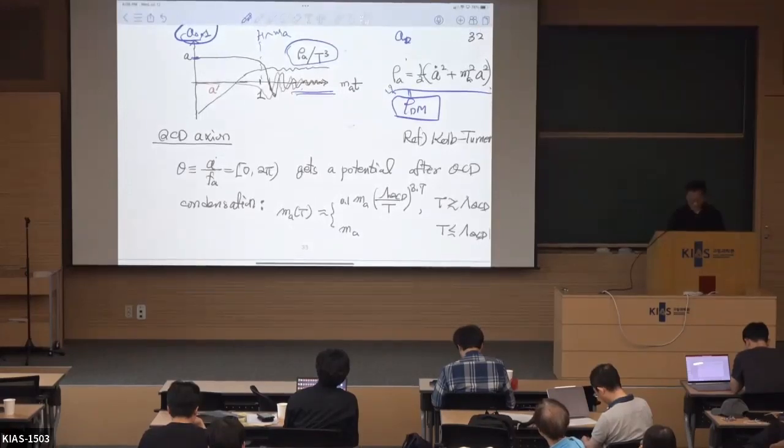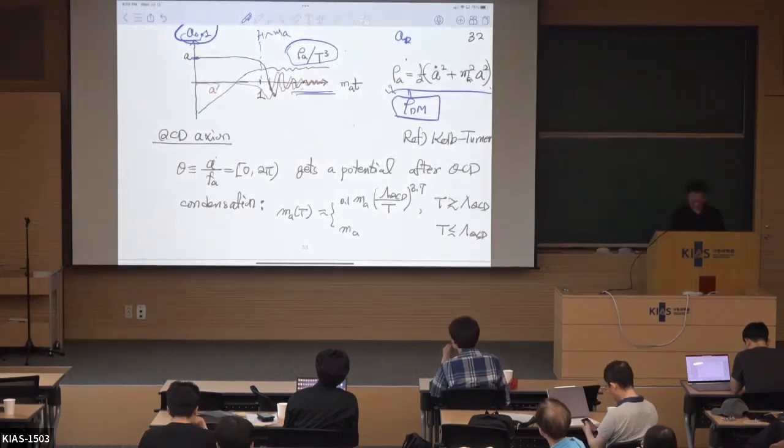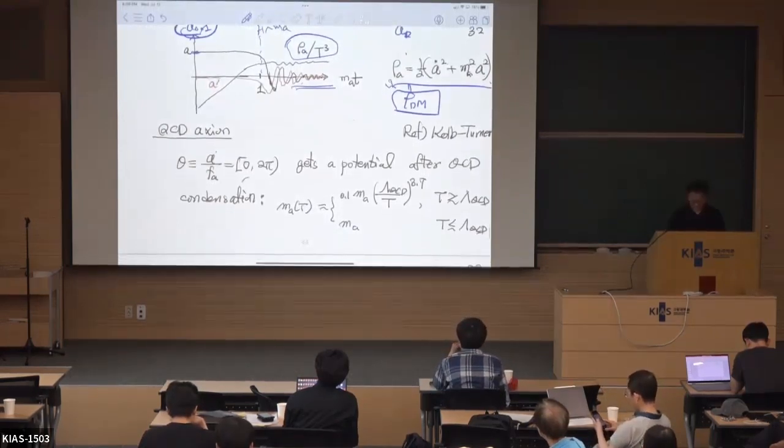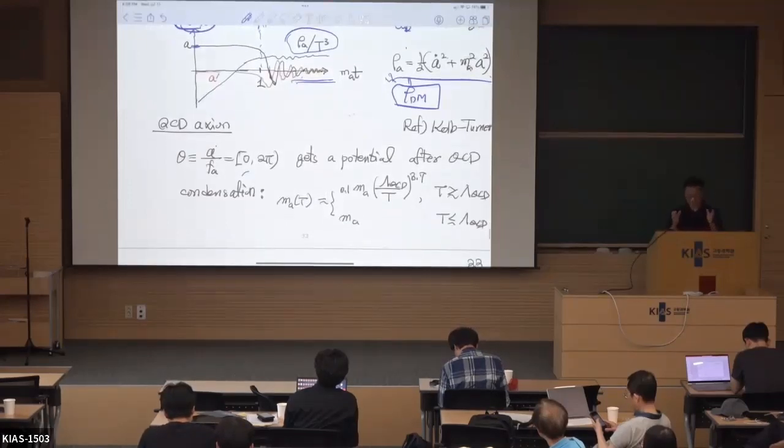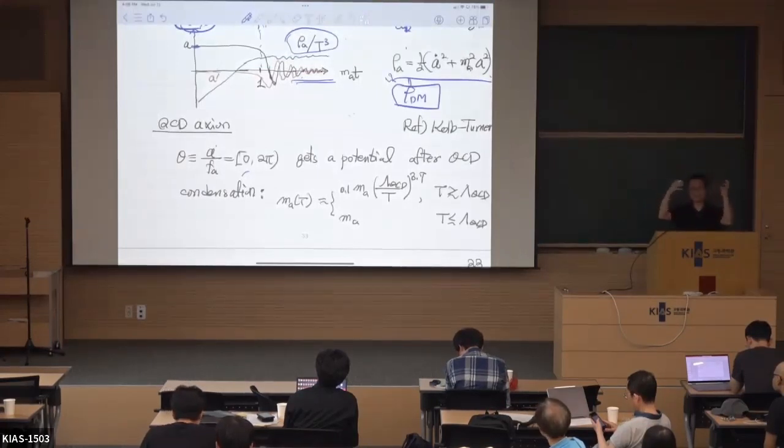Now, instead of A, I write down theta normalized by f_A. So it's an angular variable, of course. It's residing between 0 and 2 pi. But before the QCD phase transition, there was no potential for the axion, right? So after Peccei-Quinn symmetry breaking, there is a phase field which can have arbitrary value between 0 and 2 pi.